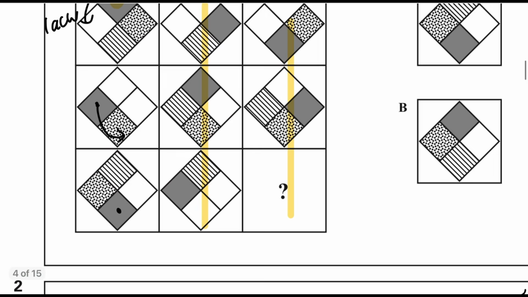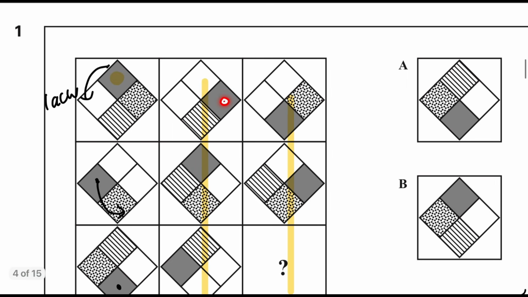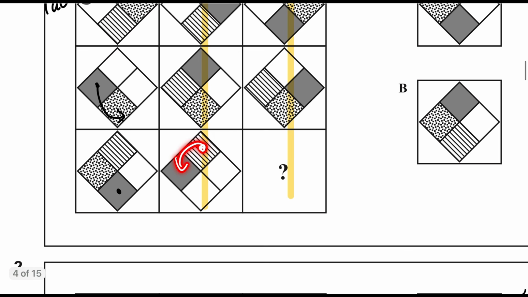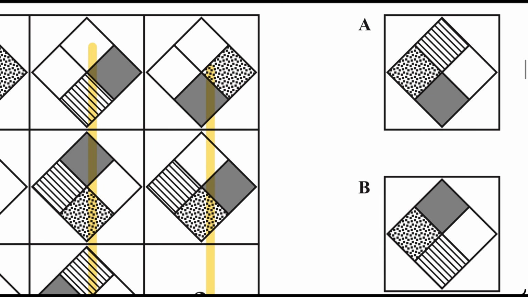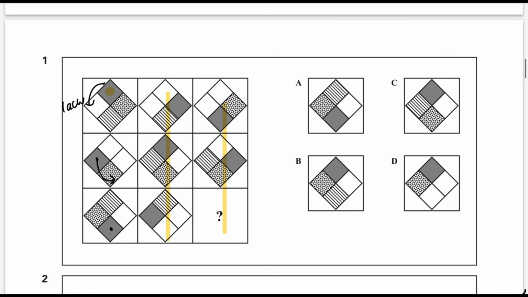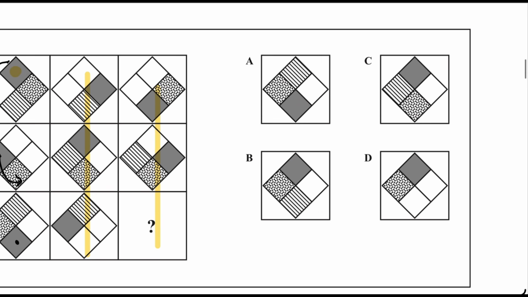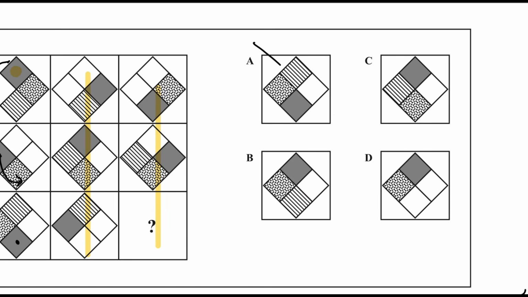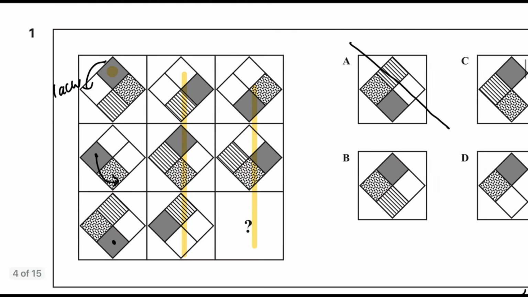And if you look over here, it moves 1 anti-clockwise. So you can be assured that it's going to move 1 anti-clockwise in this column as well. And you can see it does. So if it moves 1 anti-clockwise each time, it should end up in the top square. Which one has it in the top square? C, B, and D. So A can be eliminated.